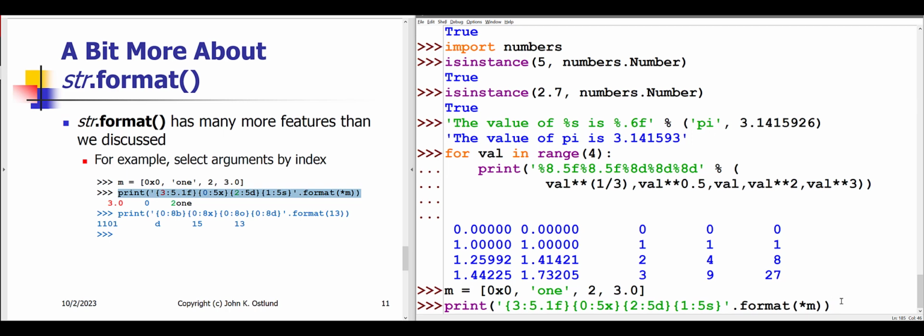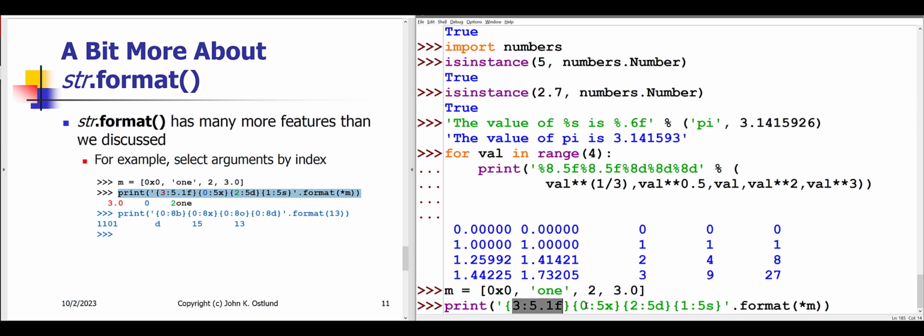I've forgotten now what the term is. But anyway, so star M here is going to get replaced with these arguments: 0x0, comma, ONE, comma, 2, comma, 3. So in that order, I'm going to take the sub-3 one, which is 3.0, and I'm going to print that first in a field that's 5 characters wide with 1 digit after the decimal point.